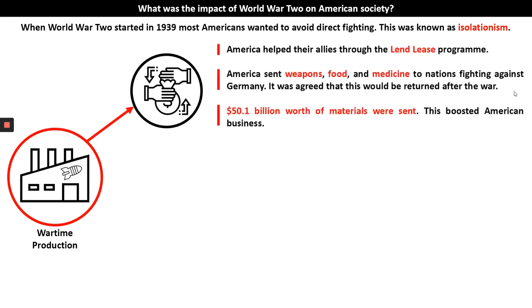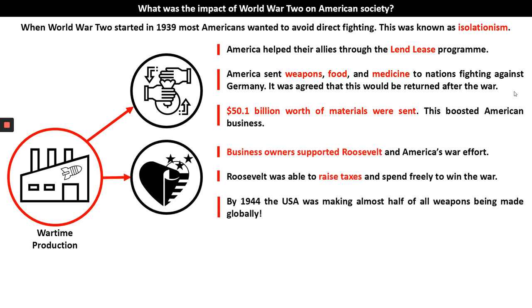America, though, helped their allies through something called the Lend-Lease program. And this is where America sent weapons, food, and medicine to nations fighting against Germany. And it was agreed that this would be returned after the war. That's where the words lend and lease come in. Now, during this time, $50.1 billion worth of material was sent, and this boosted American business dramatically.